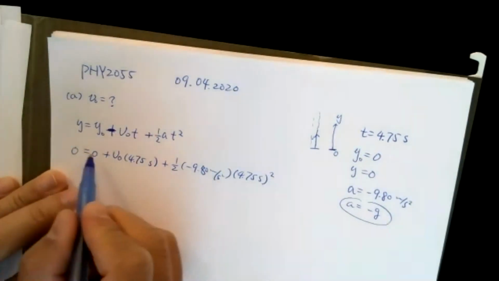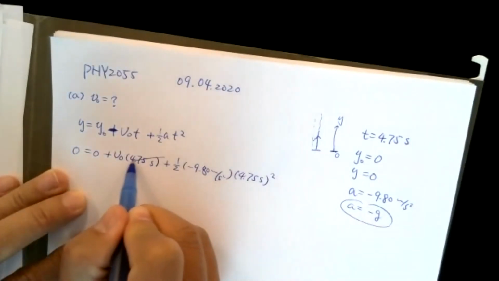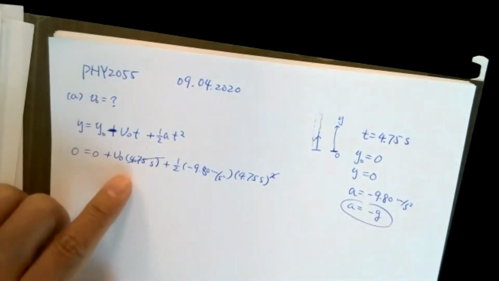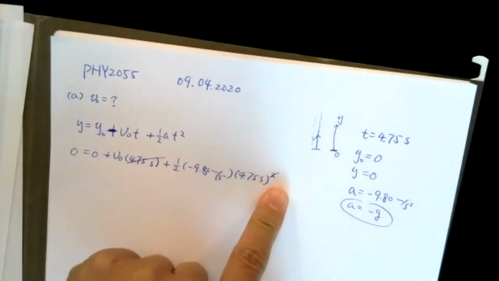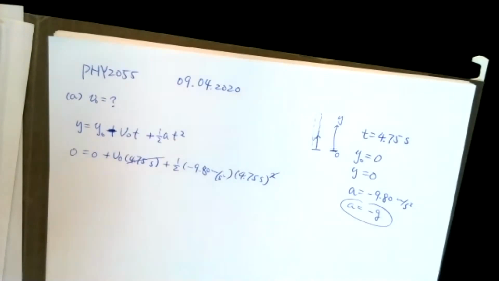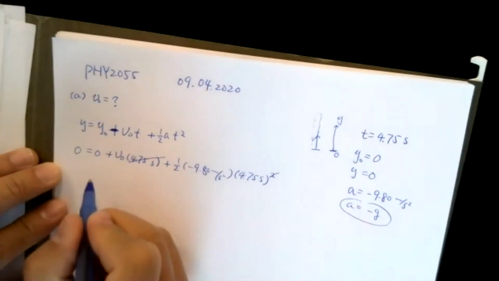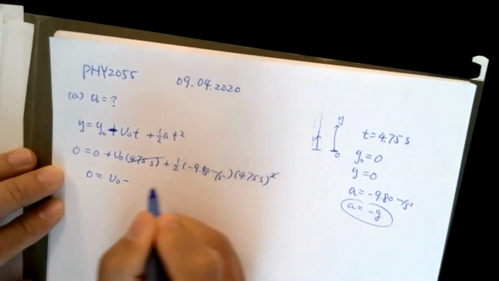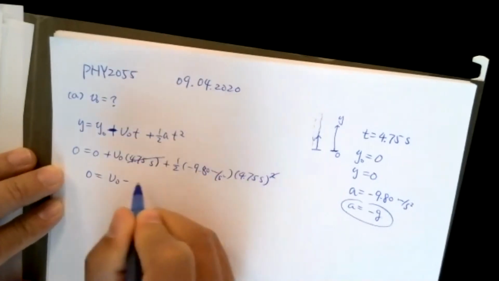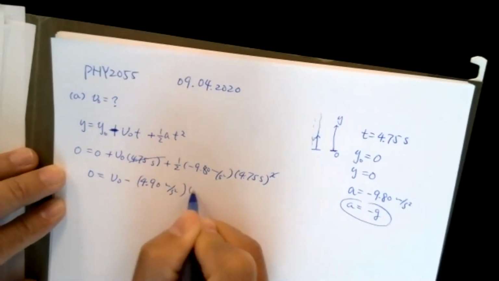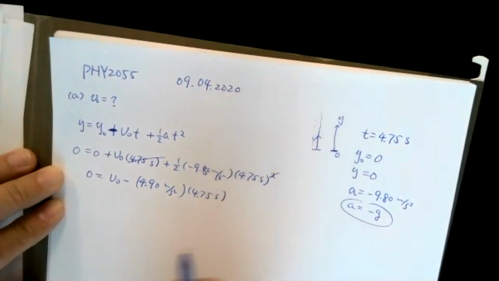You realize this is zero, so you can divide everything by 4.75, which gets rid of 4.75 on this term and the square on that term, because this is 4.75 times 4.75. So then zero equals v zero minus, you can put the minus sign in front, 1/2 of 9.8 gives you 4.90 meters per second squared, times 4.75 seconds.